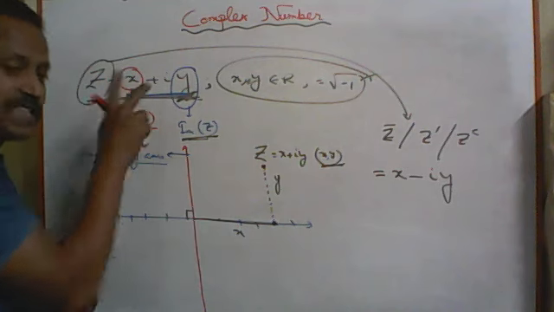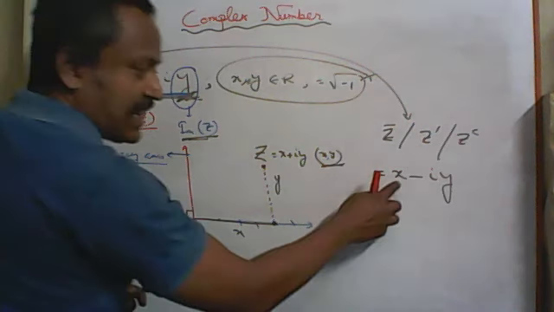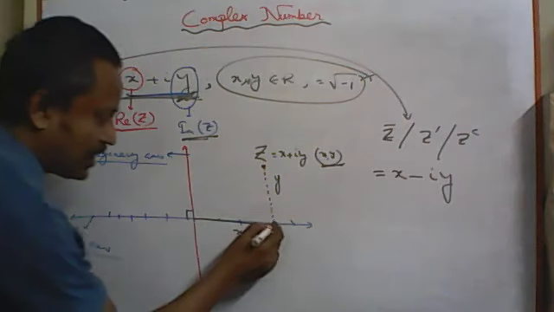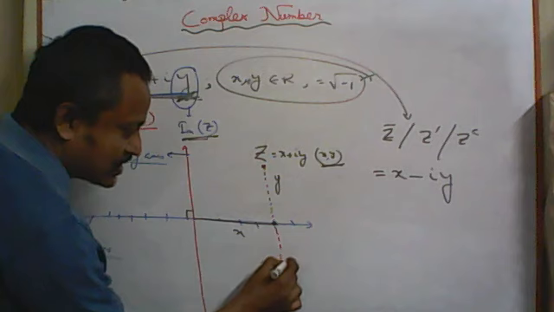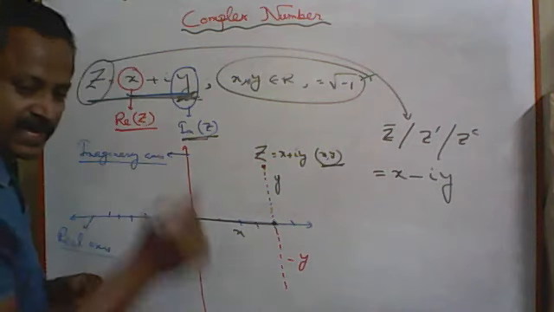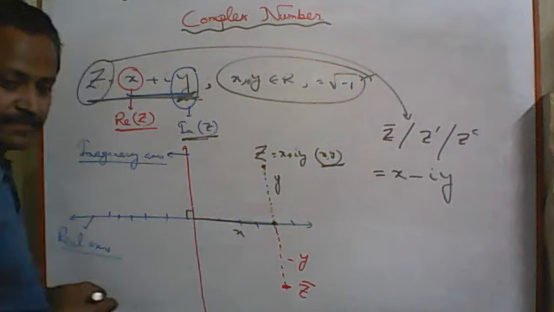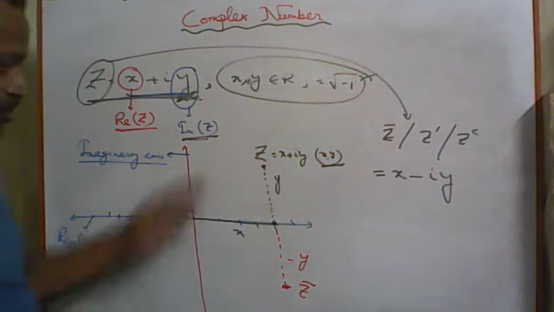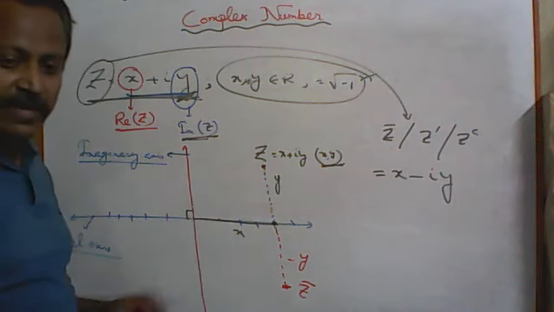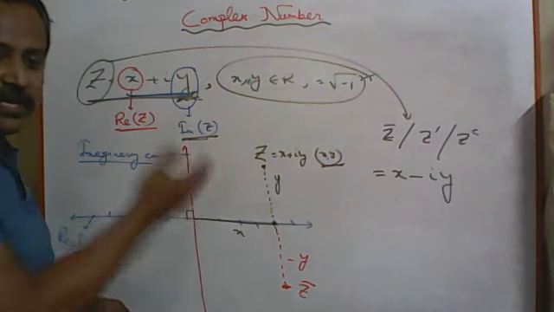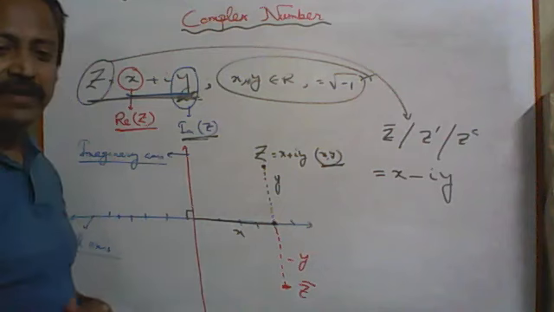And being x and y both positive, here x is a positive value and minus y is a negative value, so it will be below the x-axis with the same distance y, that is negative y, and the position will be this. This is z bar. So what is the relation between z and z bar? Follow the figure. You can easily say what is the relation.